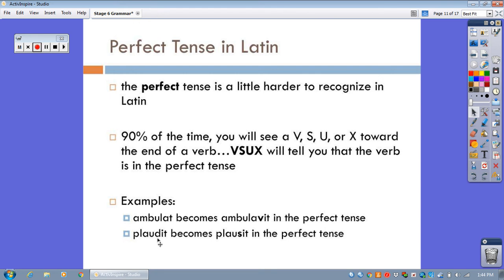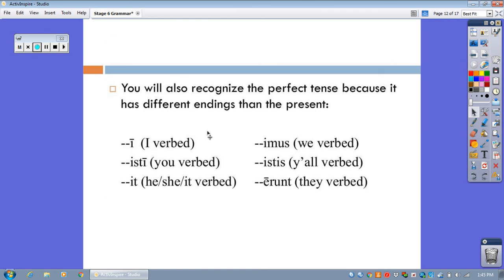Plaudit, which means claps, becomes plausit in the perfect tense, clapada. So again, you got a V, random S, sometimes a U or an X that will show up. In addition to the V sucks rule, right after the V, S, U, or X, we have the actual perfect tense endings in Latin, and here's how they're pronounced: i, isti, it, imus, istis, erunt. And you can see the way that they are translated there.